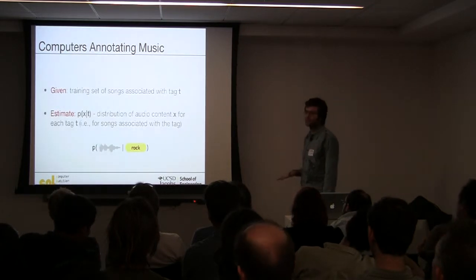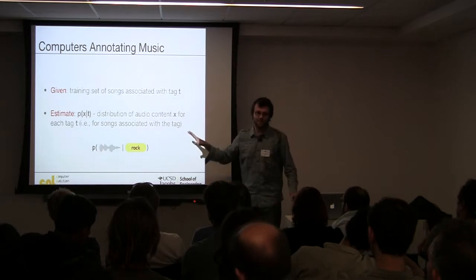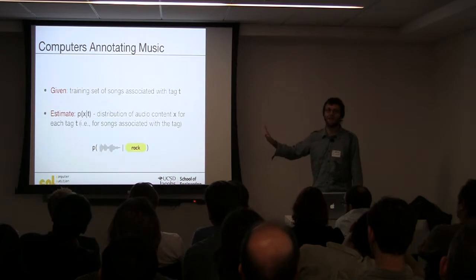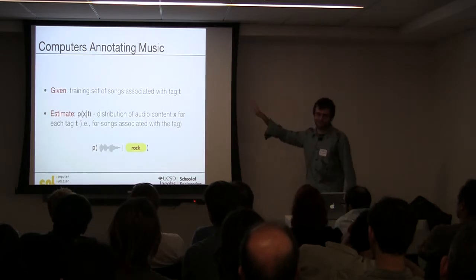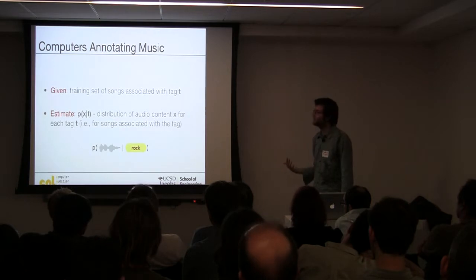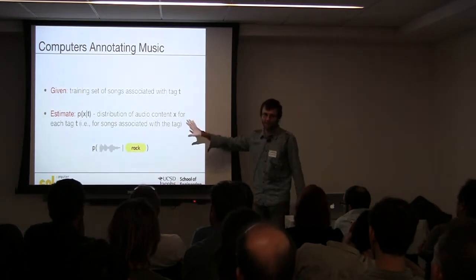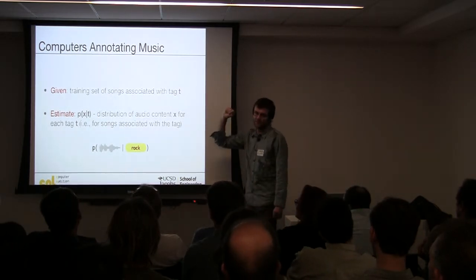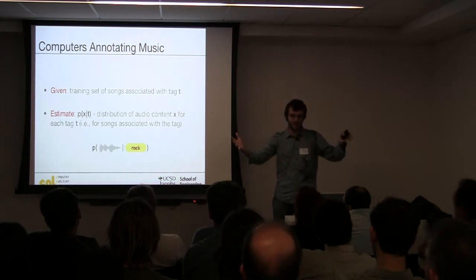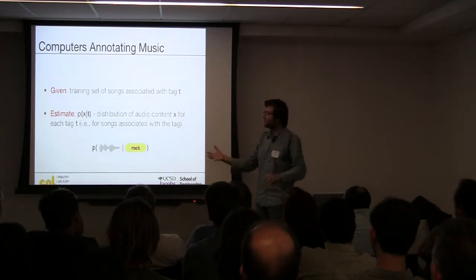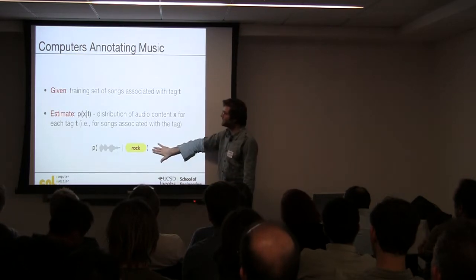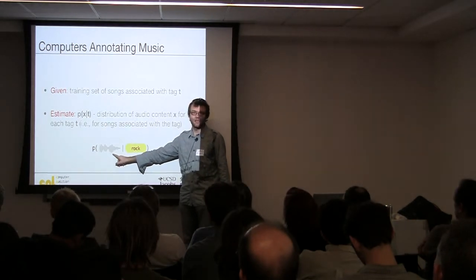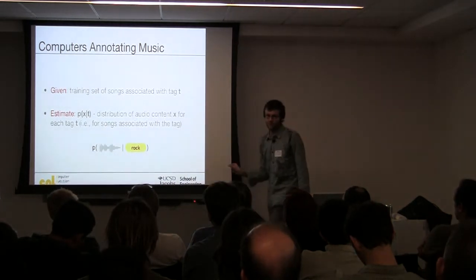Now at a slightly lower level, how does this work? There are many different ways of making this work, by the way. We're not the only ones doing research on this, so what I'm telling you now is just an example. It's not necessarily the best way, and it's also not the worst. This was one of the first ways people started doing this four or five years ago. Given a training set of songs associated with a tag, let's say 1,000 songs associated with the tag rock, we're going to estimate a statistical model. We're going to estimate a distribution of acoustic features that are commonly associated with the tag rock.